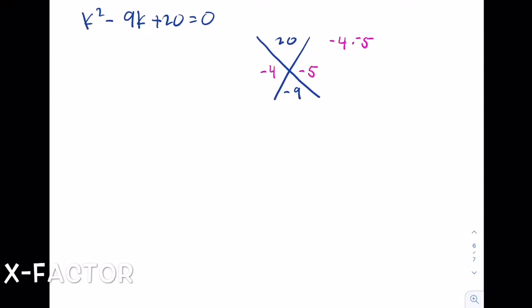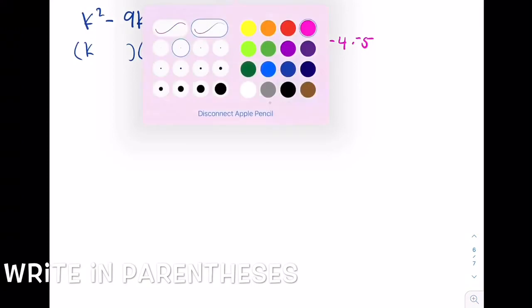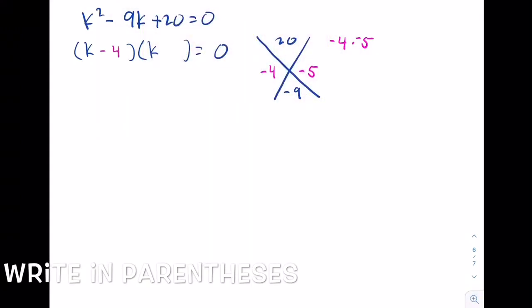So you have -4, -5. Okay, so our two factors, I'm going to write this out: factor, equals 0, so we have k, and then our two factors, which are -4 and -5. Okay, so we factored that using the x factor.